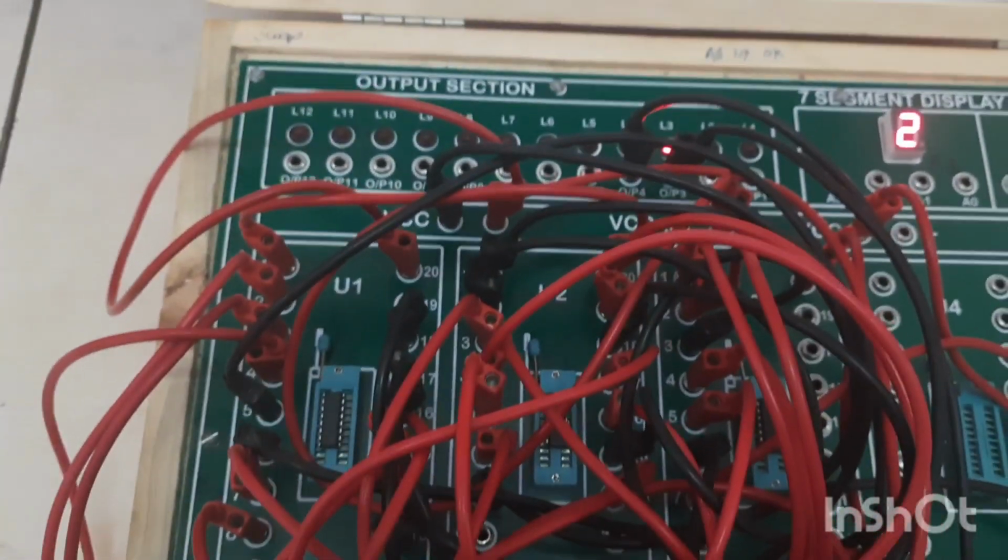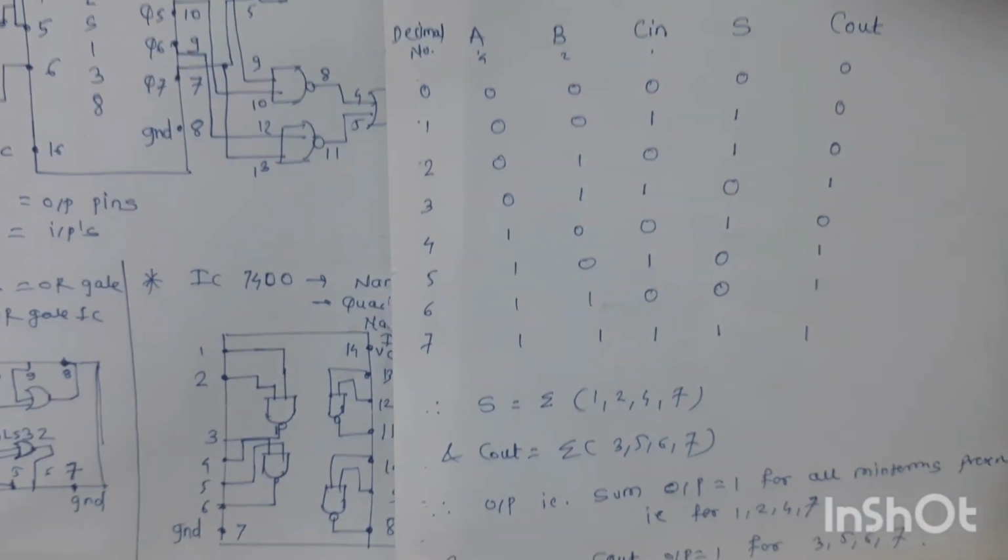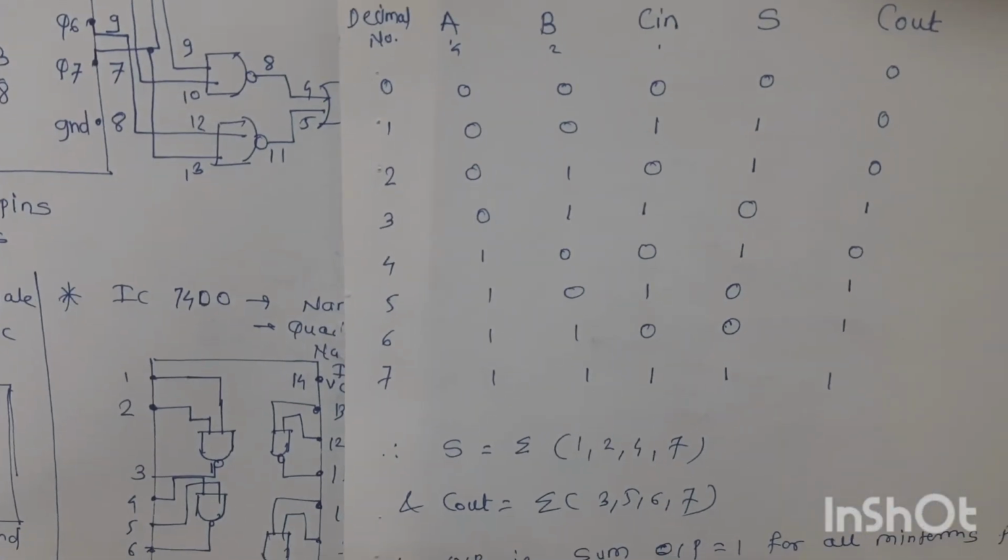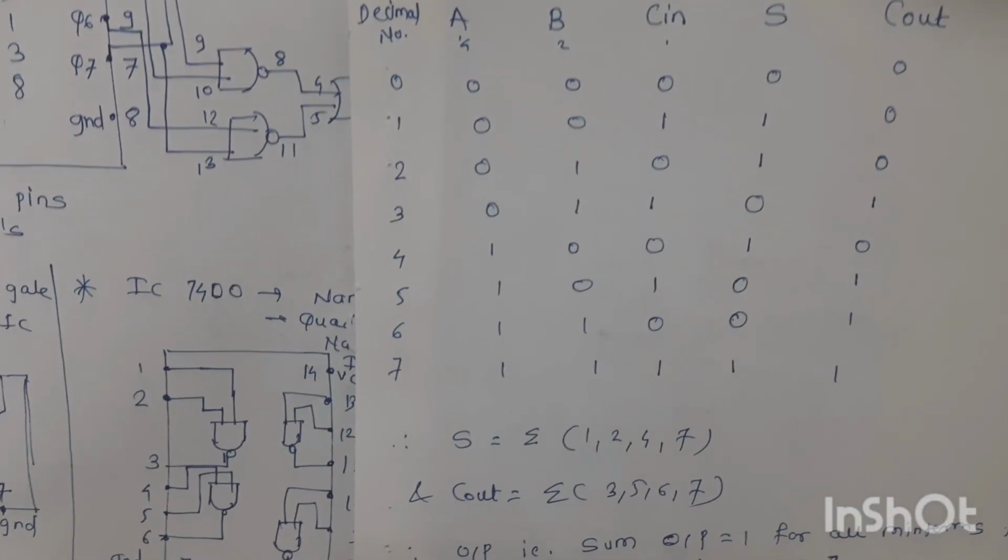So you can see here in this experiment of full adder, we have got the output 1. For the sum, minterms are 1, 2, 4, 7, and for carry out it is 3, 5, 6, 7.